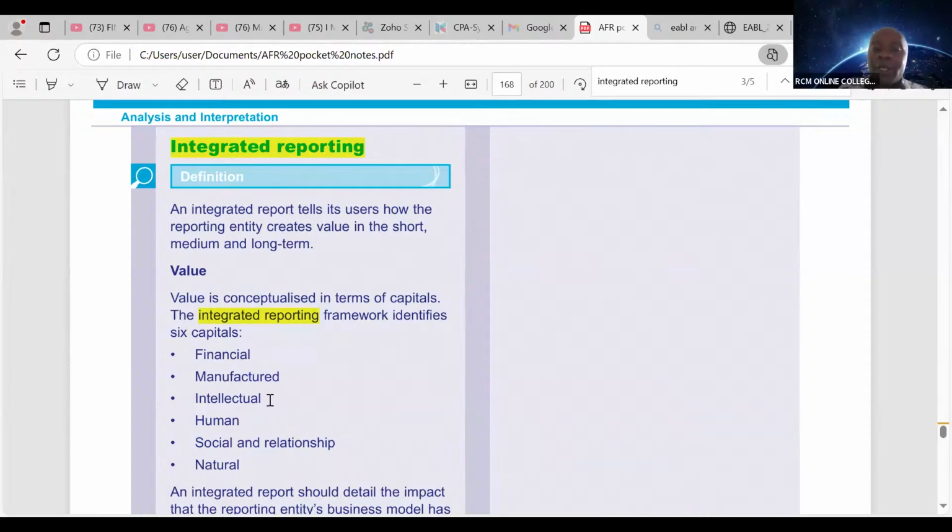Then we have intellectual capital. We have human capital. We have social and relationship capital. For you to be able to succeed outside here, you need a lot of networking. So also for business, you must be working with partnerships. Don't be that kind of business that does everything from A to Z. No, you must do A, B, and partner with another person or company doing C, D, and so forth. Then we have natural capital. They are the trees.